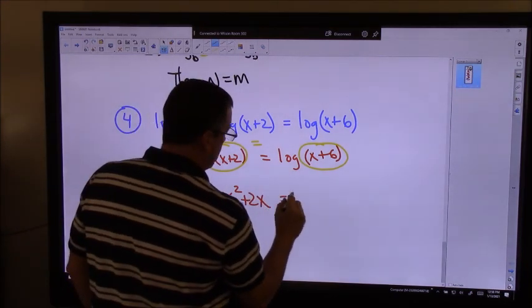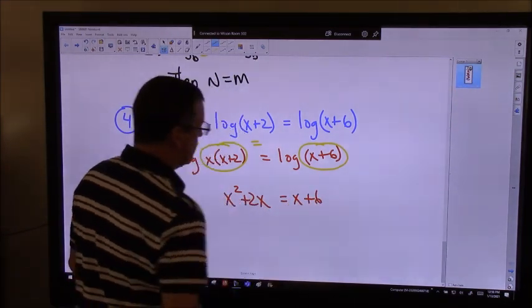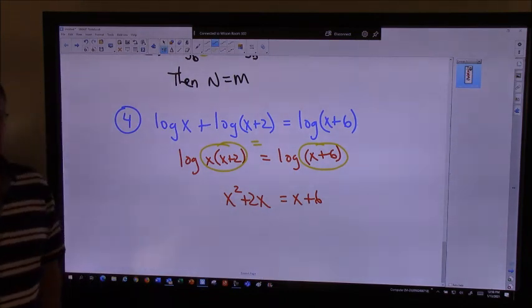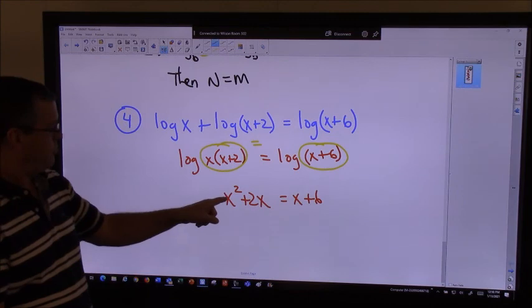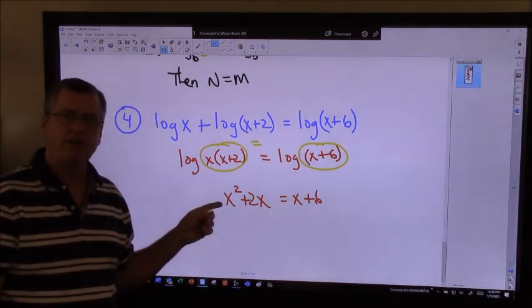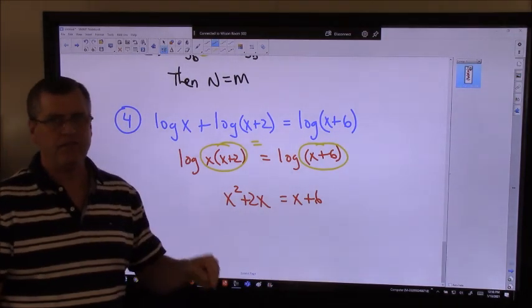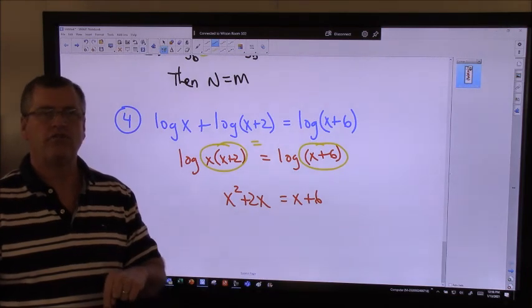And then over here I've got x plus 6. And so now I just have to solve that equation. Okay, it's a little more involved. I've got an exponent, which usually means we've got to think factoring. And if I can't factor, I've got to use the quadratic formula, right?